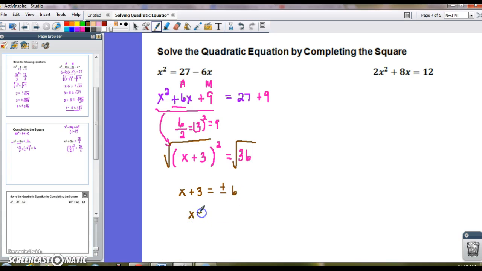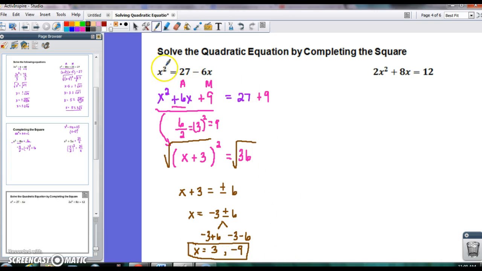Okay, and then I'm going to solve. So subtract 3 from both sides, so I have negative 3 plus or minus 6. Which just means I'm doing negative 3 plus 6 and negative 3 minus 6. So negative 3 plus 6 would give me 3, and negative 3 minus 6 would give me negative 9. So those are my two solutions, 3 and negative 9.